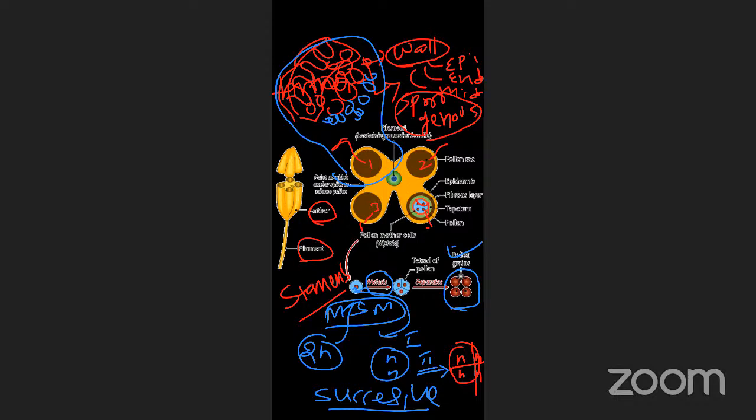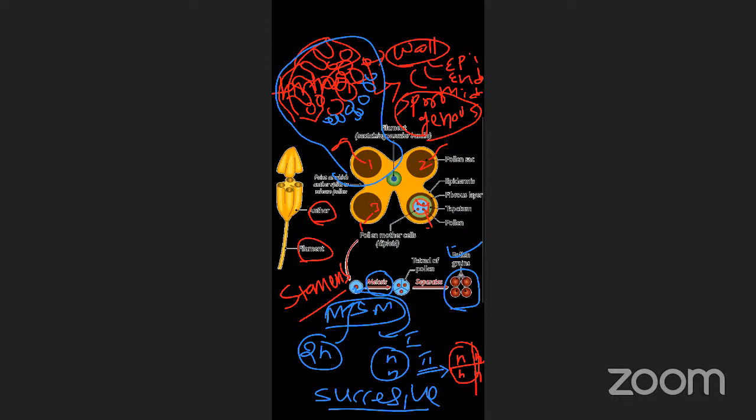In simultaneous, after meiosis 1 there is no septa formation like in successive. Only when it reaches the final stage, meiosis 2, then the septa form immediately. That means the septa form between the nuclei at a time. Right? So this is the formation of microspores, microsporogenesis.